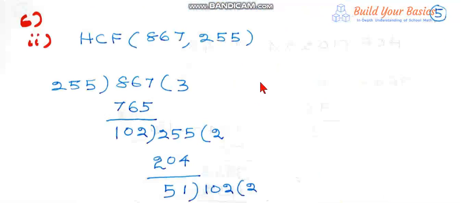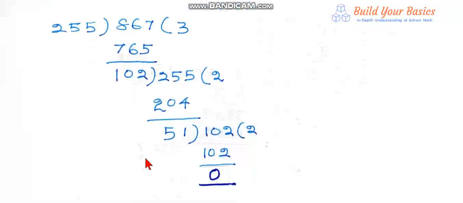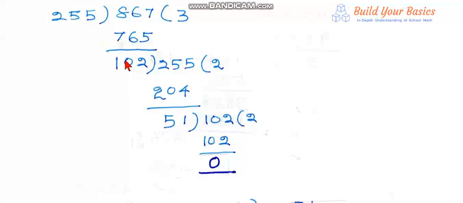Now second subdivision, question number 6, second subdivision. HCF of 867 and 255. Of these two numbers, 867 is the bigger number. So divide the bigger number by the smaller number. Remainder 102. Divide 255 by 102. The remainder is 51. Divide 102 by 51. The remainder is 0. So the division process stops. The last divisor 51 is the HCF.